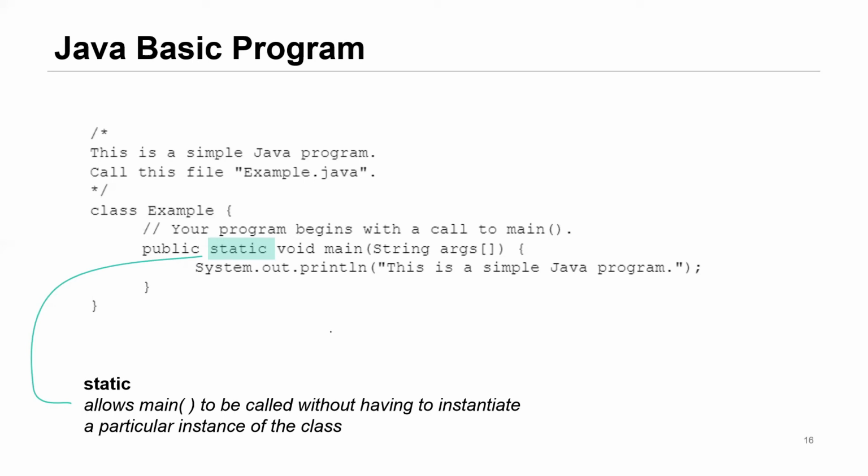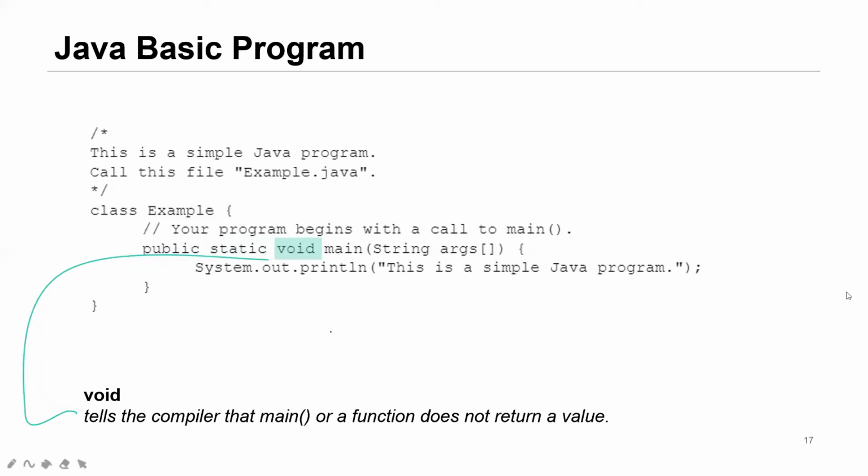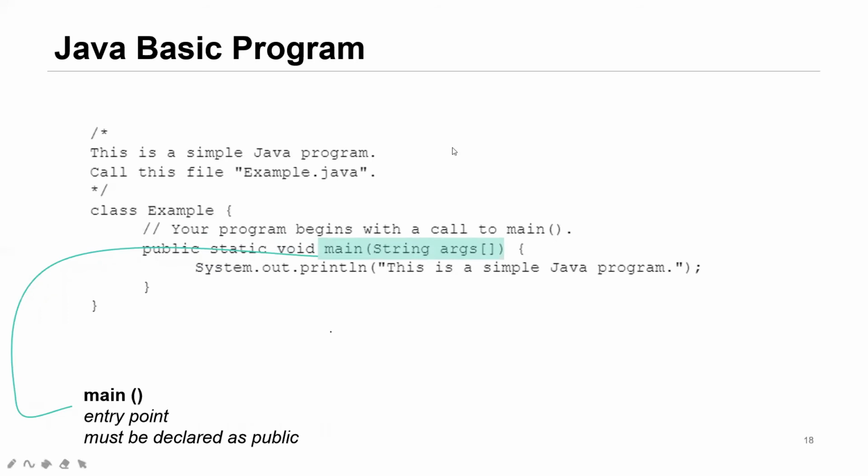Don't worry about this now. As long as we know the right syntax, then we are good. And we will talk about it as we go along our topic. Next is void. Void tells the computer that the main method or a function does not return a value. Void means null.